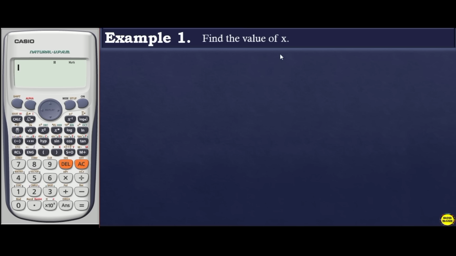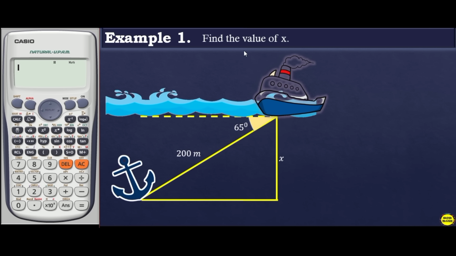So, let's start. Find the value of x. So, given this illustration, we are asked to find the value of x. Ito po yun, yung ating side. Okay? So, ito po yung ating hypotenuse, which is 200 meters. And then, ito po yung ating side. Ito yung pinapahanap sa atin.